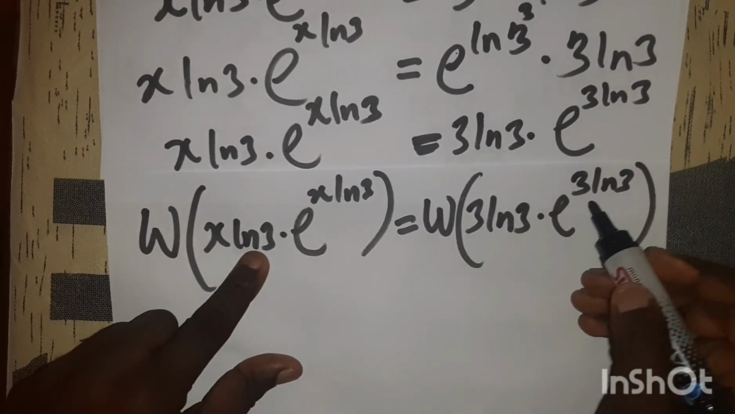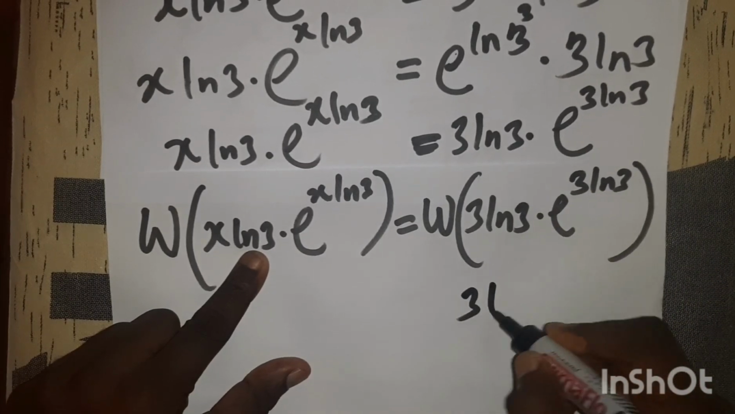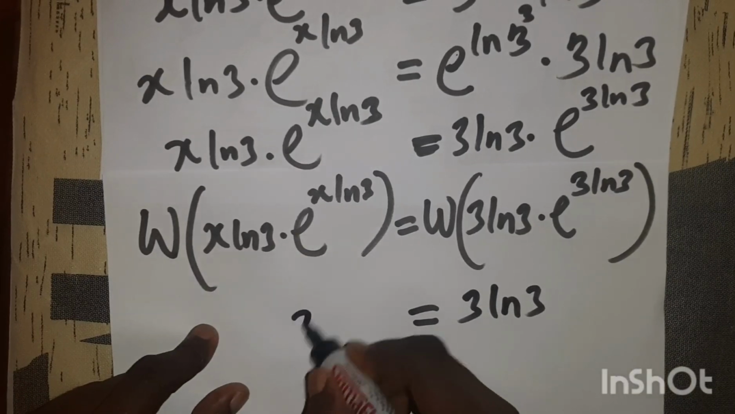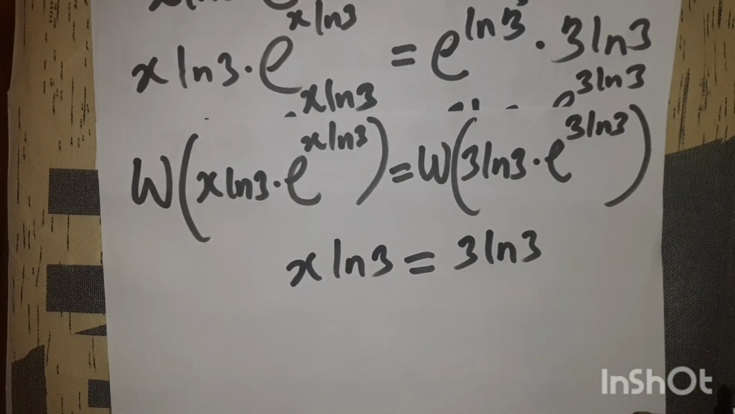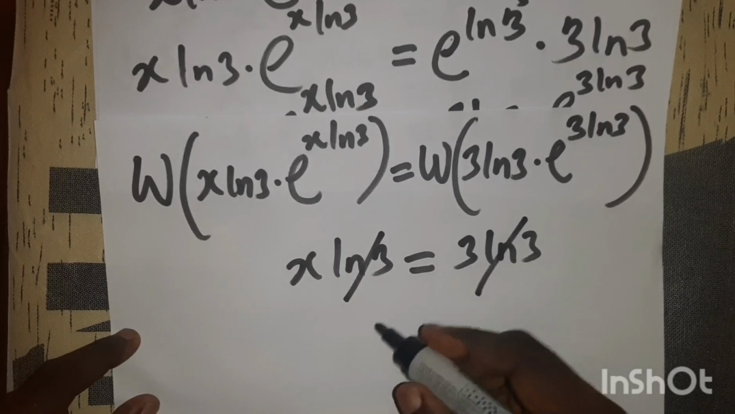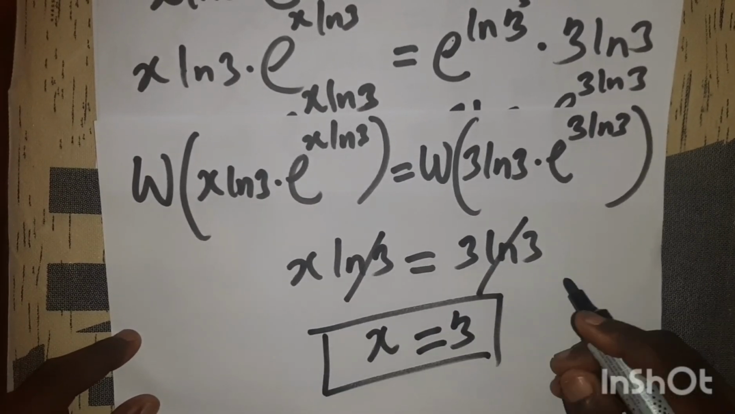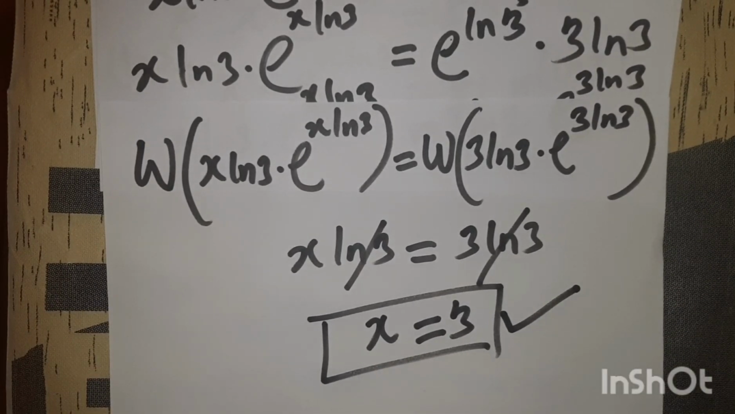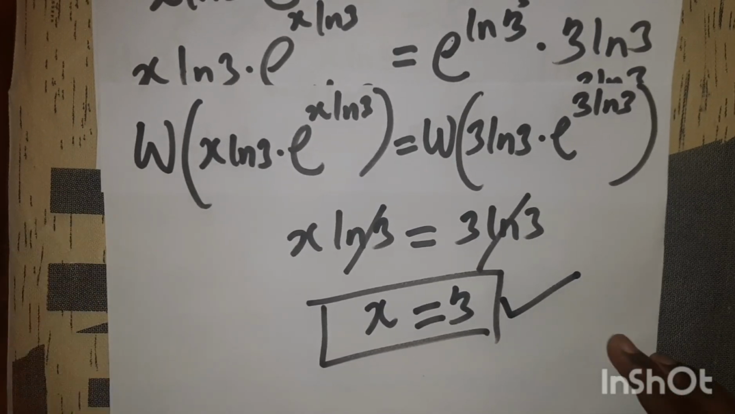So applying the Lambert W function evaluates to just either this one or this one. So let me bring one of them out. 3 ln of 3 equals x ln of 3. So ln of 3 cancels ln of 3. I just have x equals 3 in the end. So x equals 3 is the key answer to that very equation. So that's it. This is the way you do it if you want to solve using the Lambert W function.